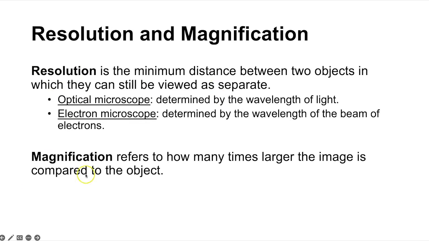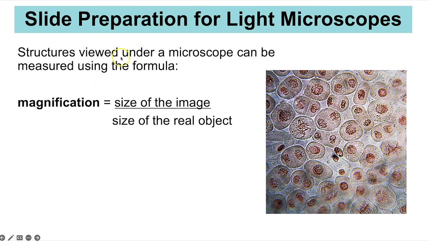The term magnification refers to how many times larger the image that you're viewing is compared to the actual object, and that's a formula that we'll be going through shortly as well. To work out the magnification, you would do the size of the image that you're looking at divided by the size of the real object.